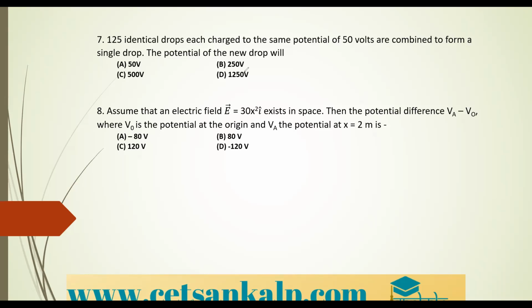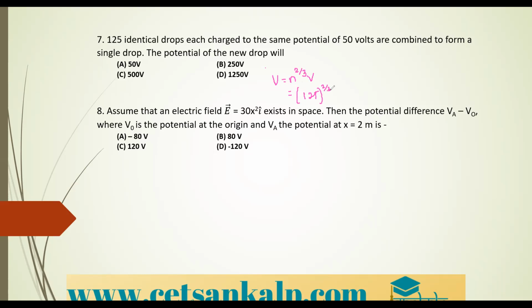So the solution is that the potential of the single drop is given by V' is equal to N to the power 2 by 3 into V. Here N is the number of drops. How many drops are there? 125 drops, so 125 to the power of 2 by 3 into V.